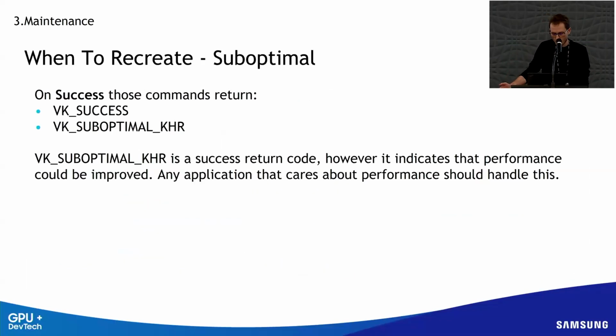Another way to know when to recreate is when suboptimal is returned. I will repeat myself. Suboptimal is a success return code, but it means that your performance is not as good as it could be. If you care about your performance, if you get suboptimal, you will recreate your Swapchain. Again, mobile, mostly rotation, Windows, mostly resize.